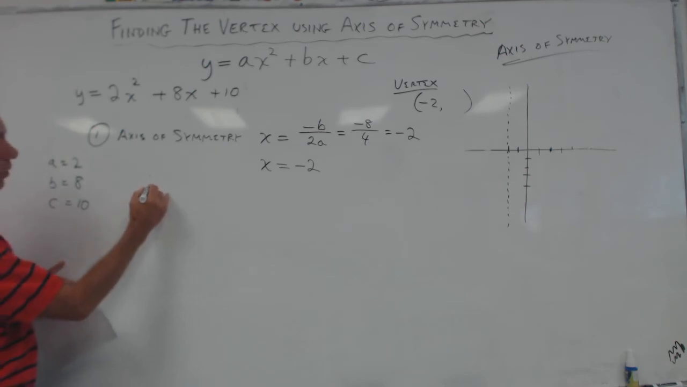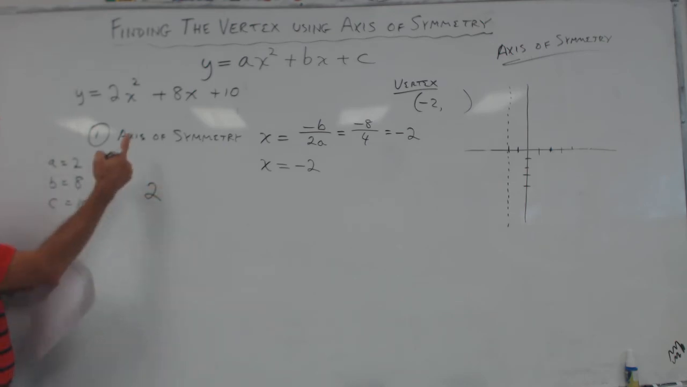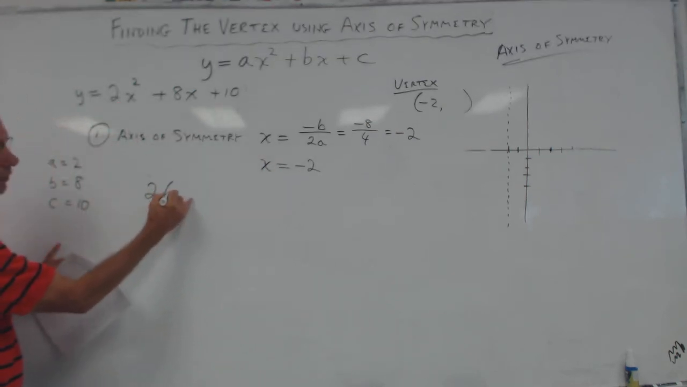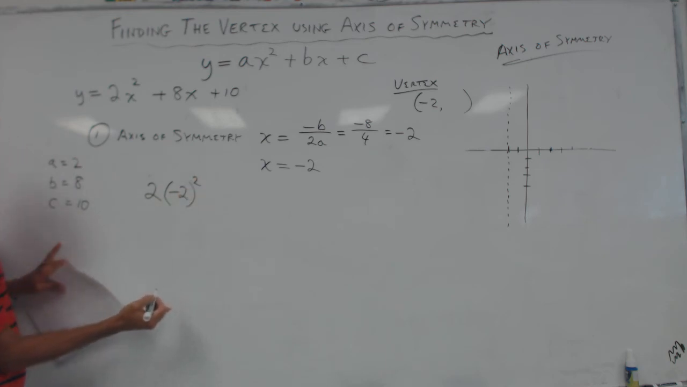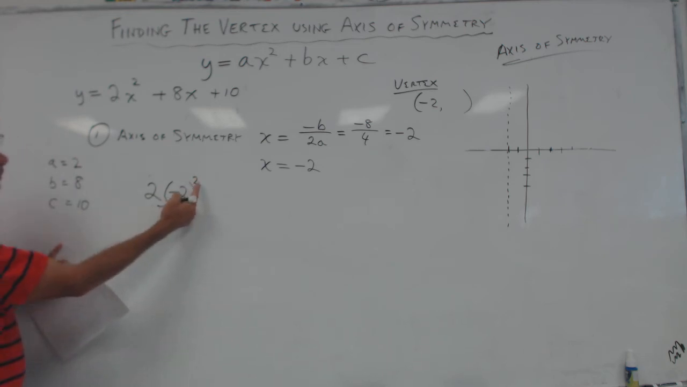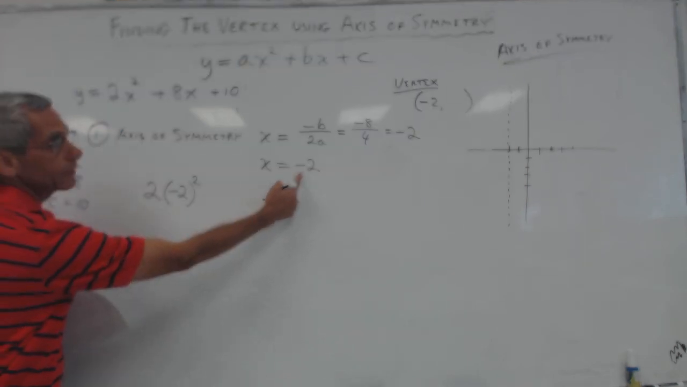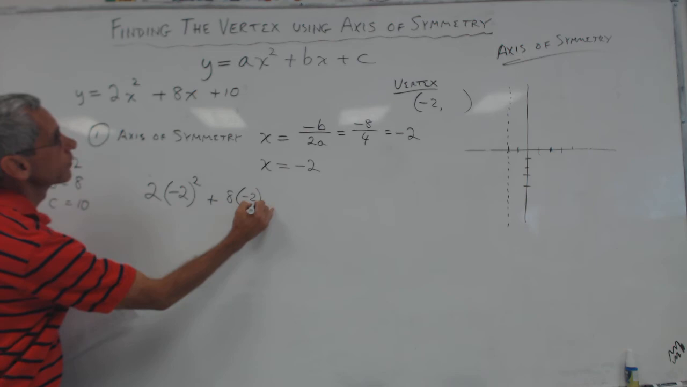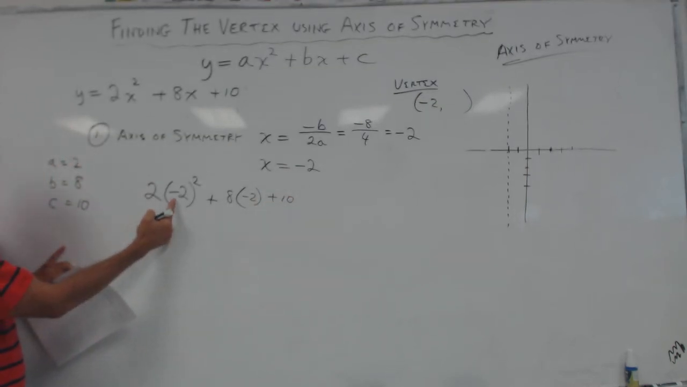Now I got to plug it in. Now watch this, everybody. This is really important. When x is a negative number and you're plugging it in, you have to use parentheses. Because if you didn't, the square only affects the 2, not the negative sign. You need the parentheses to affect everything because x is a negative number. Plus 8 times negative 2 plus 10. So negative 2 squared is what?